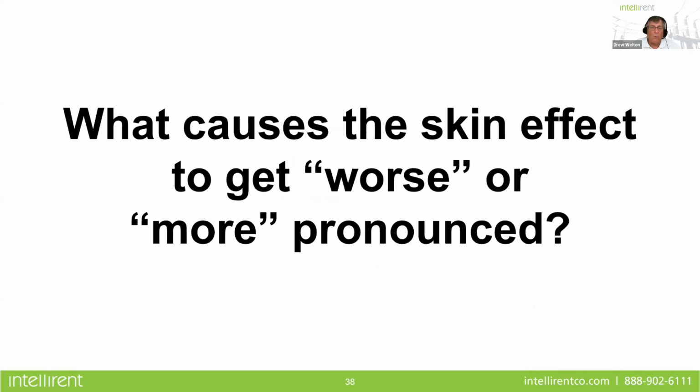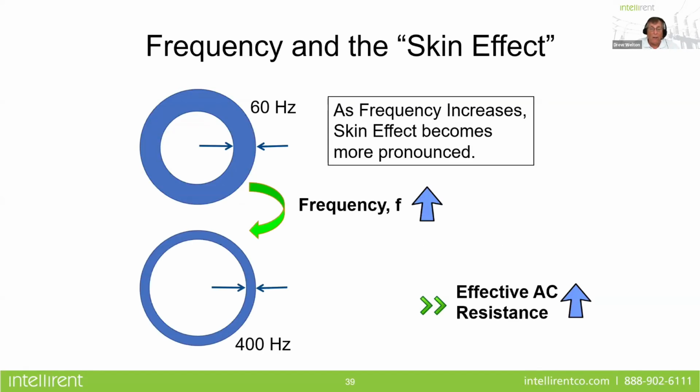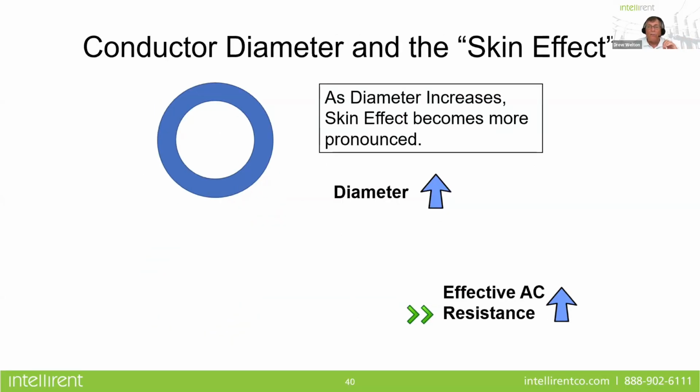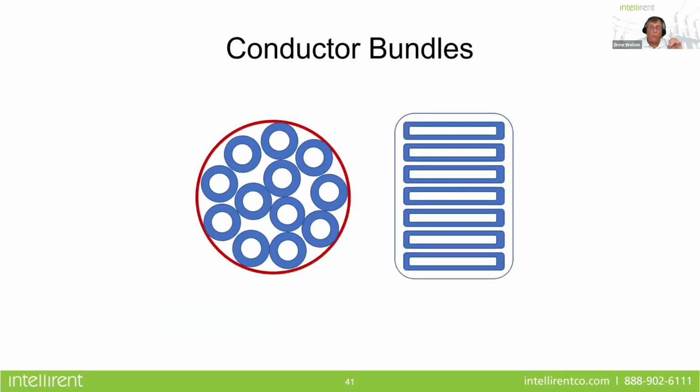Well, what does that mean? Well, what causes the skin effect to get worse or more pronounced, which is what we're looking to do here? As we increase the frequency, we're pronouncing the skin effect. And what happens to the AC resistance when you pronounce the skin effect? Well, naturally, that's going to rise. Also, the diameter of the conductor has an influence on the skin effect and the resistance.